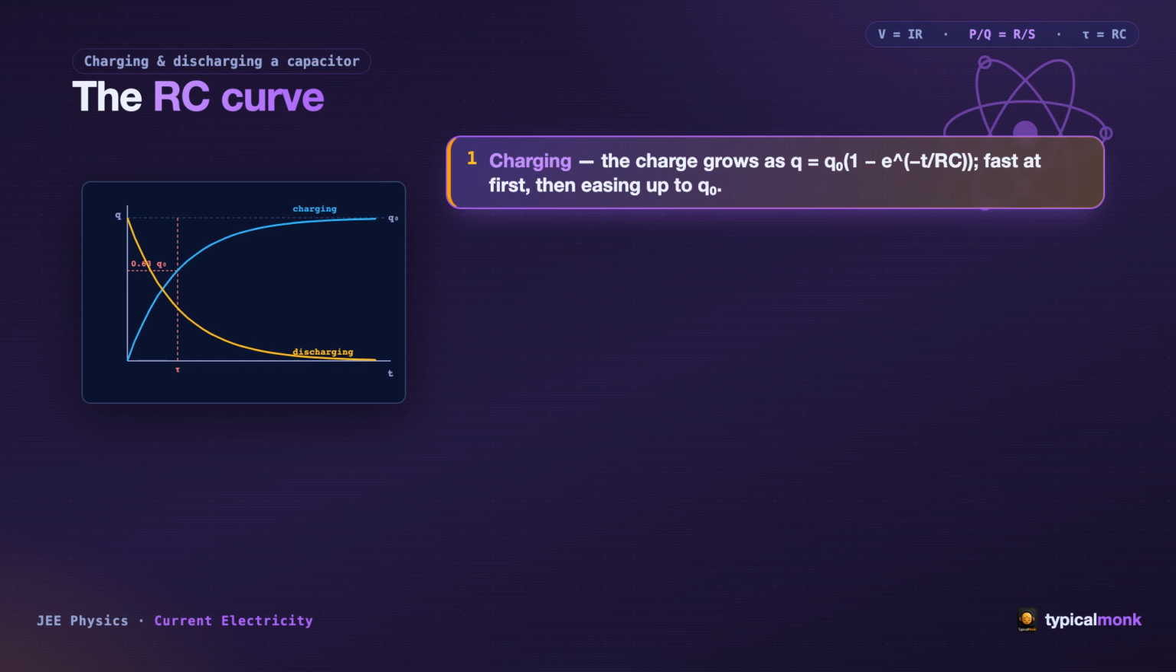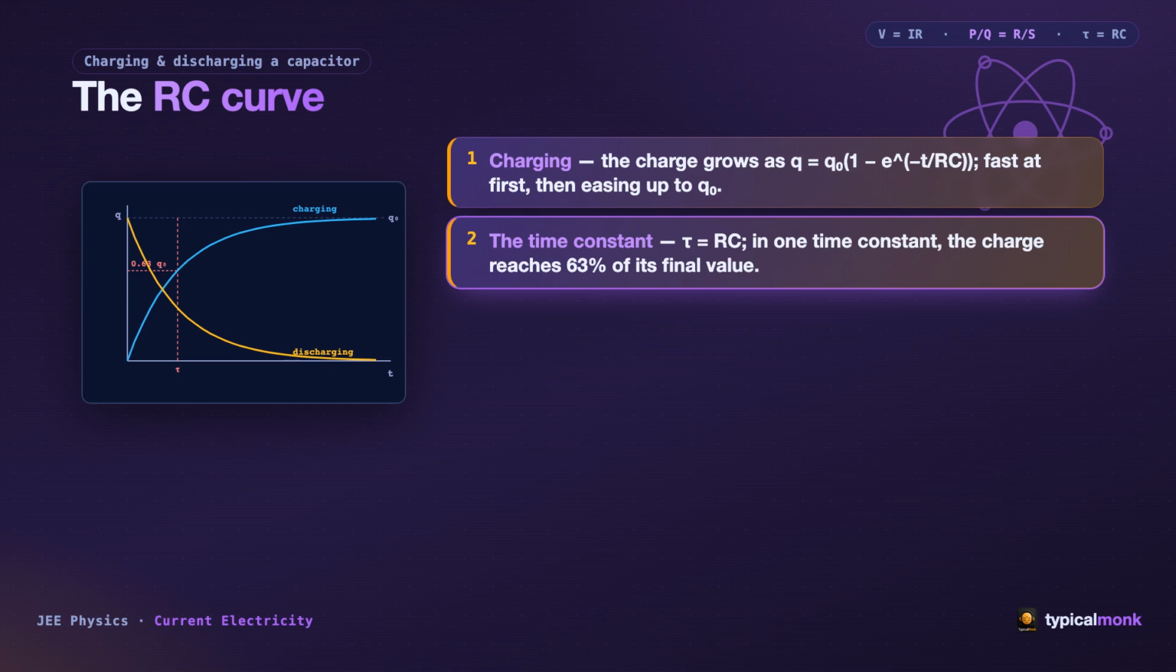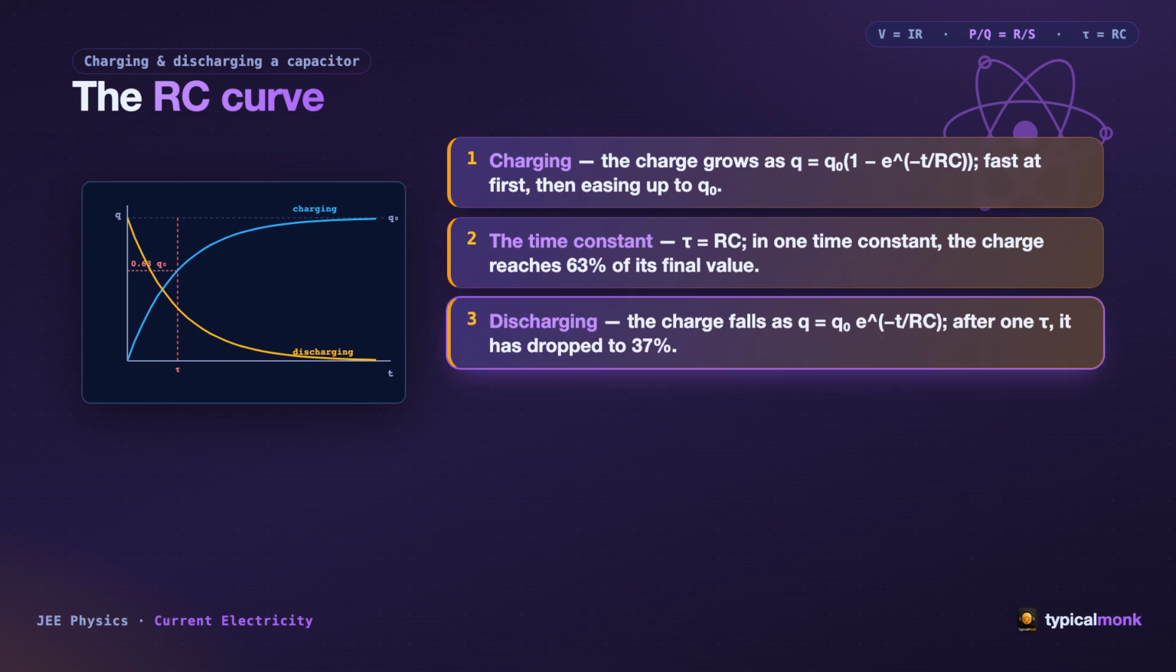Now the picture of a capacitor filling and emptying, the RC curve. Charging. The charge grows as Q equals Q naught times (1 minus e to the minus t over RC), fast at first, then easing up toward Q naught. The time constant, tau equals RC, and in exactly one time constant, the charge reaches 63% of its final value. Discharging. The charge falls the other way, as Q equals Q naught times e to the minus t over RC, and after one time constant, it has dropped to 37%.